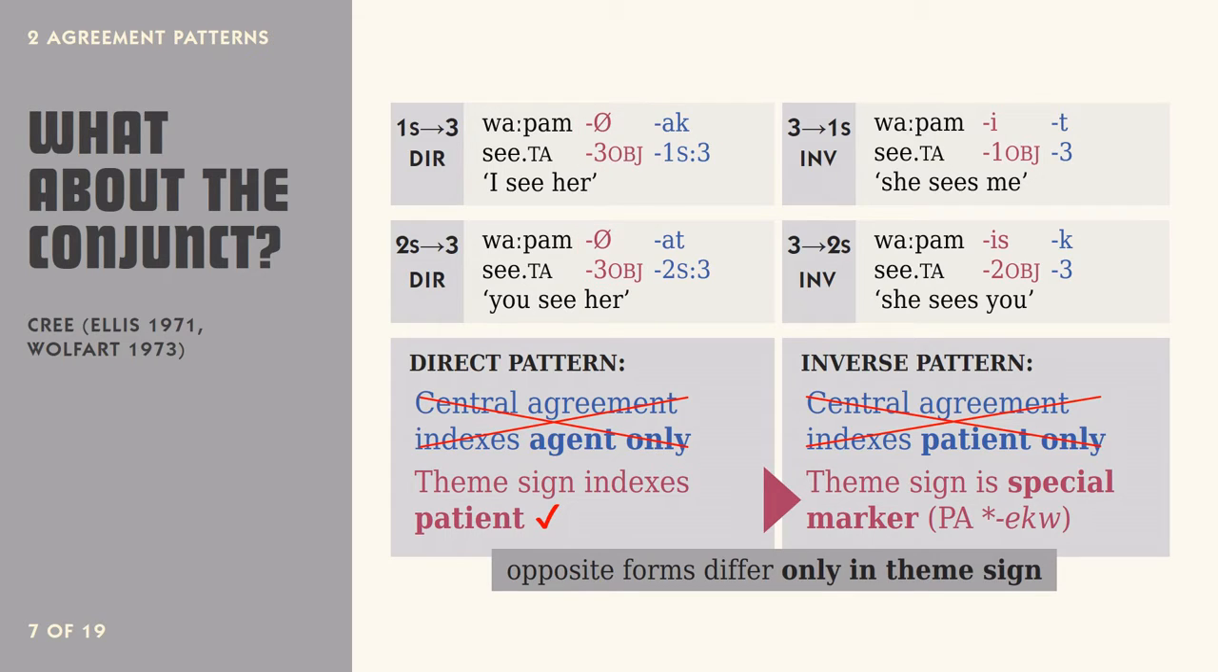But in the inverse pattern, the theme sign is a special inverse marker, and that's not the case in the conjunct. The theme sign indexes the patient. The direct and inverse patterns also contrast minimally, differing only in the theme sign, but that's also not the case here. The theme sign and the central agreement are both different.